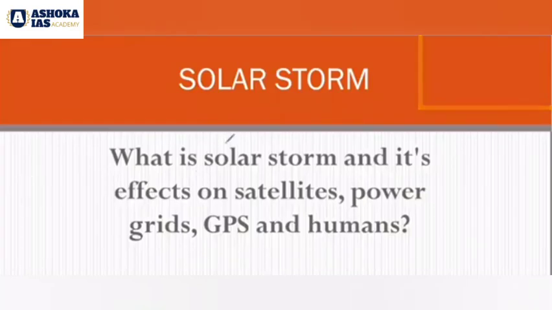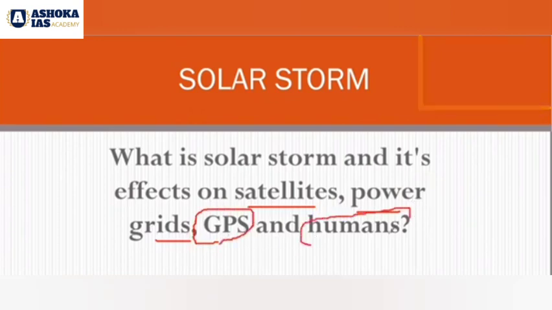In this class, we're going to discuss solar storm. So recently we have seen in the news that a solar storm is set to hit the earth and it could lead to global power failure. So we'll try to understand in this class what is the meaning of solar storm, what is the geographical meaning of solar storm, and how it affects satellites, power grids that are used for transmission of electricity, then the global positioning system, that is GPS, then on humans.